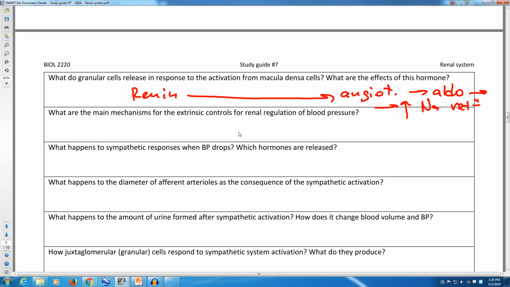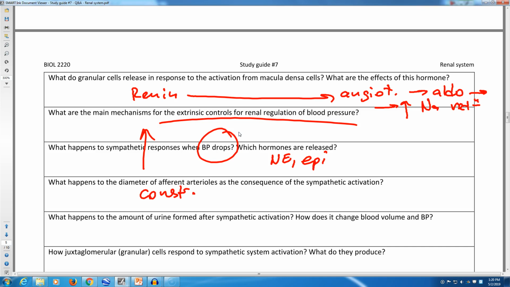Main mechanisms for the extrinsic controls of renal regulation of blood pressure: sympathetic system, renin-angiotensin-aldosterone system. It's basically what I want you to know. So, when BP drops, sympathetic responses are activated. Norepinephrine, epinephrine are released. Afferent arterioles constrict. Amount of urine formed goes down. Blood volume goes up, blood pressure goes up. So far. Know that I'm going pretty rapidly, but remember it's all getting recorded. Okay?